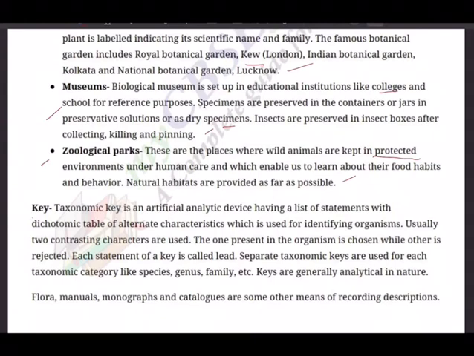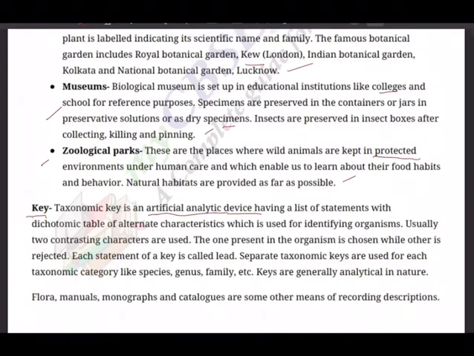And for all this, we require what is called a key. What is that key? Taxonomic key is an artificial analytical device having a list of statements with a dichotomy. What is this dichotomous table of alternative characters which is used for identifying organisms? So here the key is something like it gives a clue, and we arrive at a clue based on two statements, and that will give us a lead. Now how to do it?